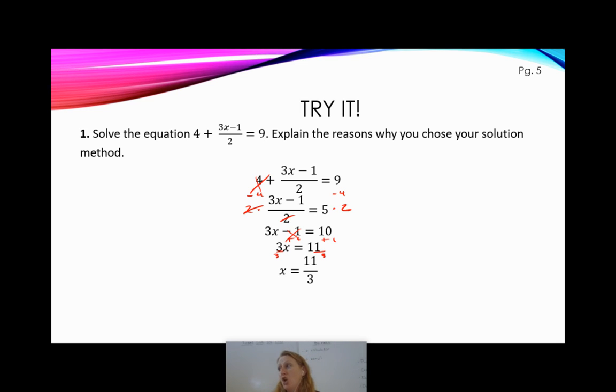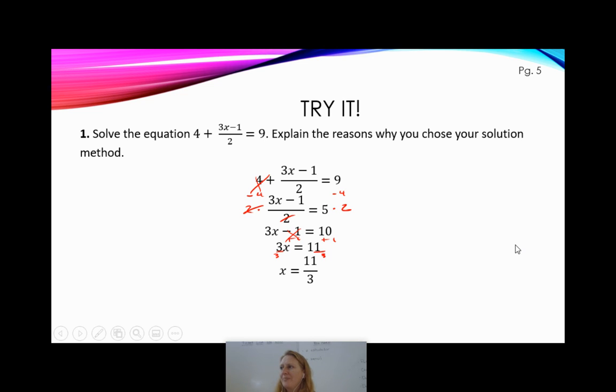So if you want to give a little explanation, I chose method 2 to solve this just because I don't like having the little thing dangling on the end. It's my personal feelings on this subject. If you chose to multiply everything by 2 first, you should have still ended up with the same answer. It's fine. Use the method that works for you. Either way, the answer is going to be x equals 11/3. So use the method you're comfortable with.